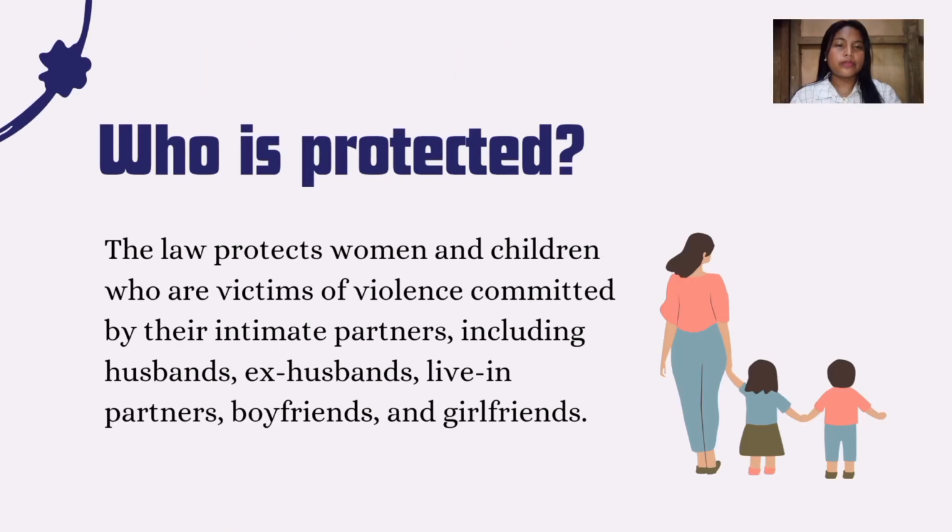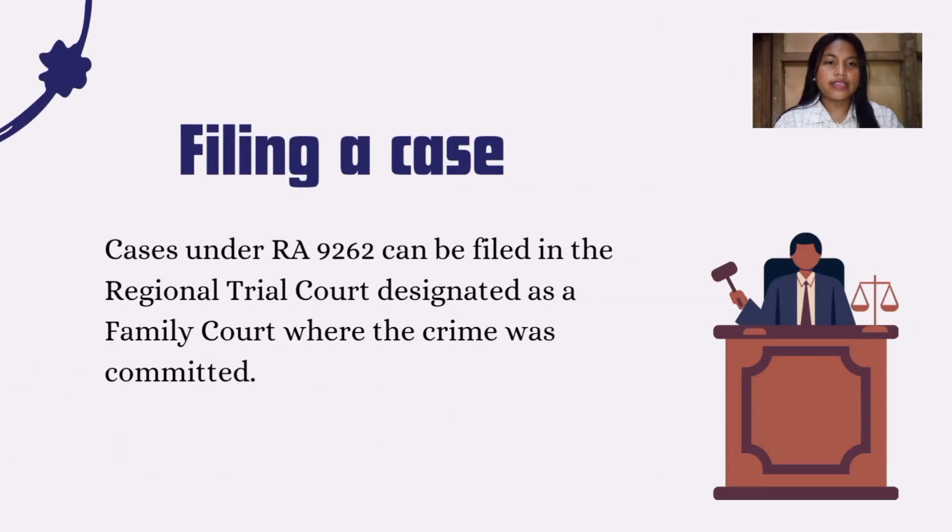So, who will be protected by this law? The law protects women and children who are victims of violence committed by their intimate partners, including husbands, ex-husbands, live-in partners, boyfriends, and girlfriends. Cases under RA 9262 can be filed in the regional trial court designated as a family court where the crime was committed.